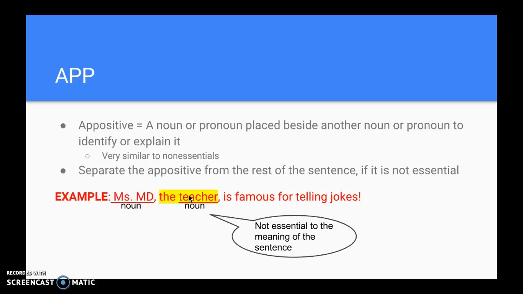It's just another descriptor. We know this is an appositive because we have Miss MD, a noun, a person, and right next to that, we have teacher, which is also a noun. So we have essentially two nouns or pronouns placed by each other, one describing or adding information to the other. I'm just adding information that Miss MD is the teacher here. However, that information is not essential. So that extra noun, not essential to the rest of the sentence, means I have to offset it with commas. Miss MD, comma, the teacher, comma, is famous for telling jokes. And yes, I am. Let's take a look at some more.